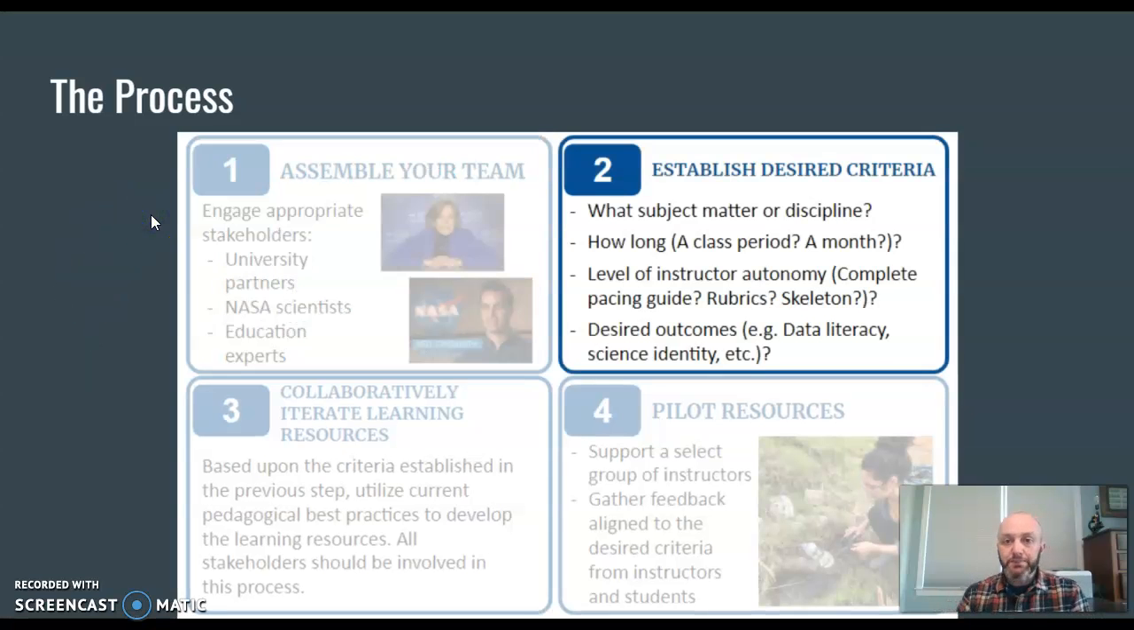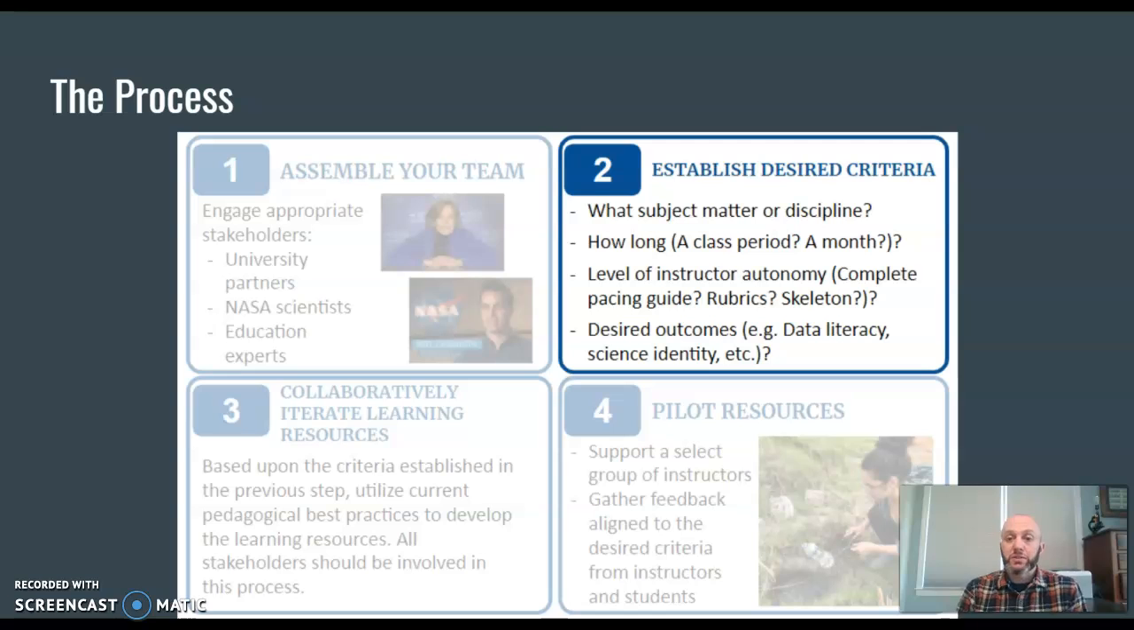Next, when we had our team, we went to establish the criteria. What did we really want for this project, this curricular resource? Was there a way that we could make it broad enough and flexible enough for all different academic disciplines? How long should it last? Is this for a 15-minute activity or a one class period activity, or is it going to be a month-long thing? And really, that took input from the folks at Shaw University.